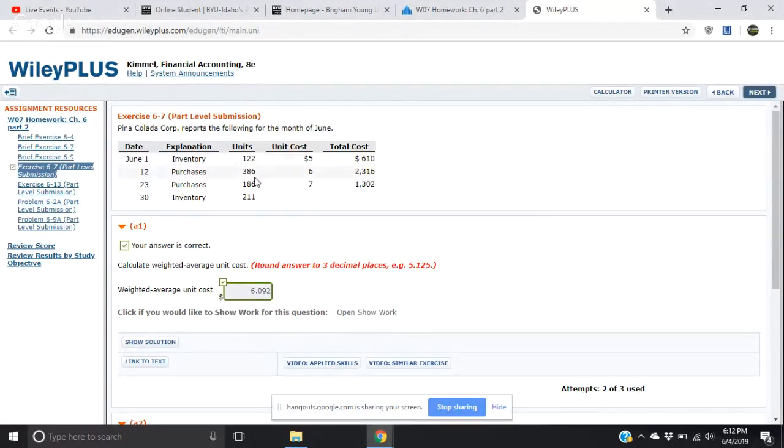And the sum of these three units right here, 122 plus 386 plus 186, comes to 694. So when we divide 4,228 by 694, we get 6.092. And that is the end of the first exercise.